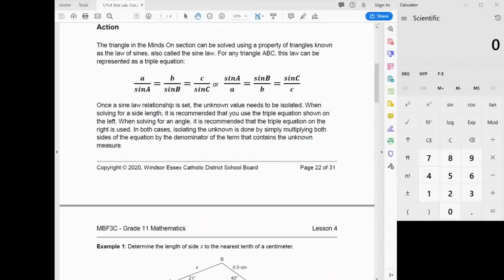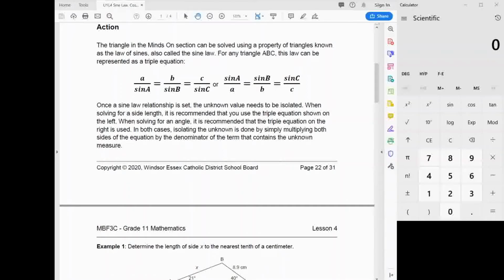Now, the sine law is written usually as a triple equation. So we have a over sine A equals b over sine B equals c over sine C for any triangle ABC. Or we can write it as sine A over a equals sine B over b equals sine C over c. Either way is fine. These are what we call triple equations. So it's actually three equations in one.